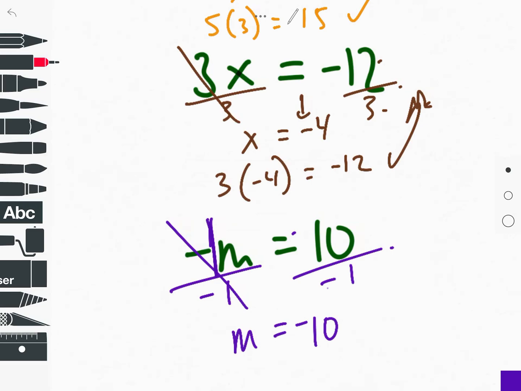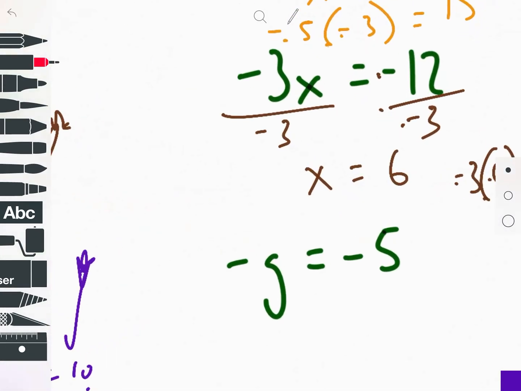Let's see if it's true. So negative 1 times negative 10 is 10. And that is true, because 1 times 10 is 10. A negative times a negative is positive. Fire a check mark. All right, this guy, last one.